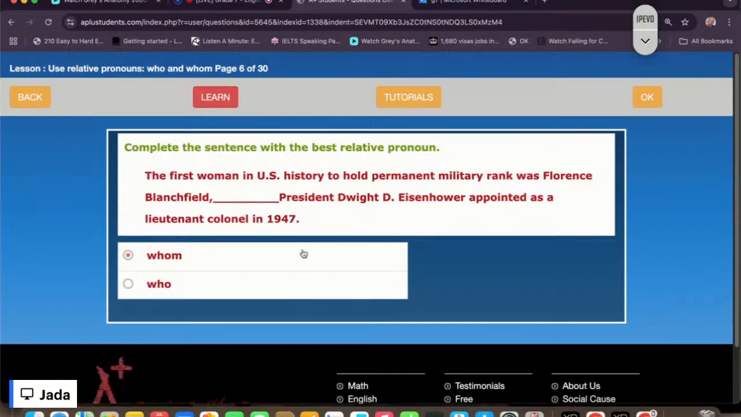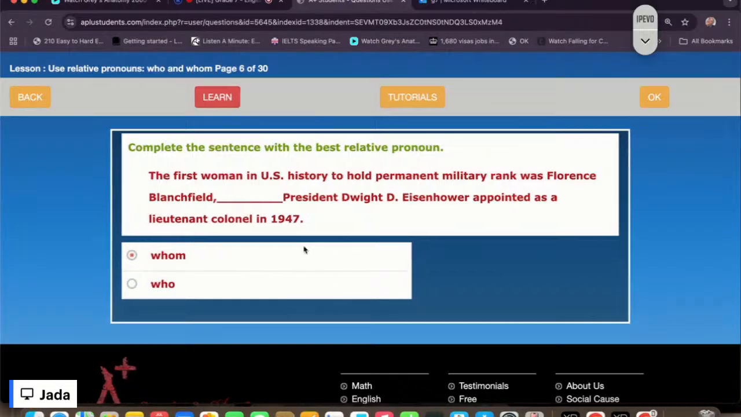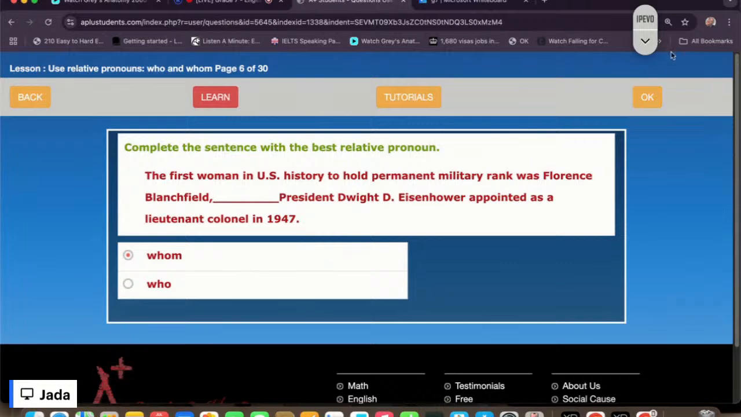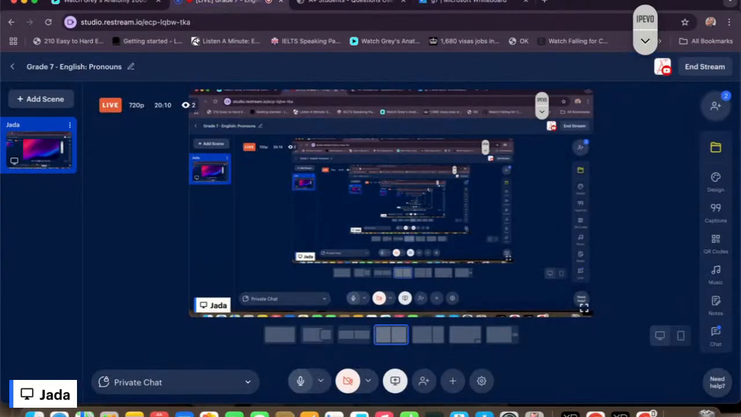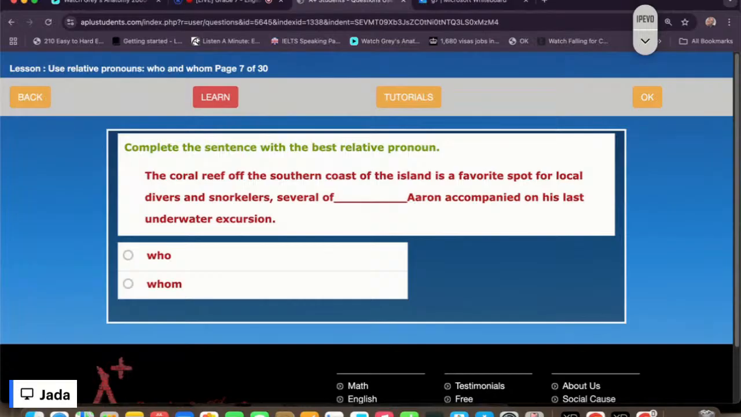Okay, so we have whom. The coral reef off the southern coast of the island is a favorite spot for local divers and snorkelers, several of whom Aaron accompanied on his last underwater excursion. Who or whom?